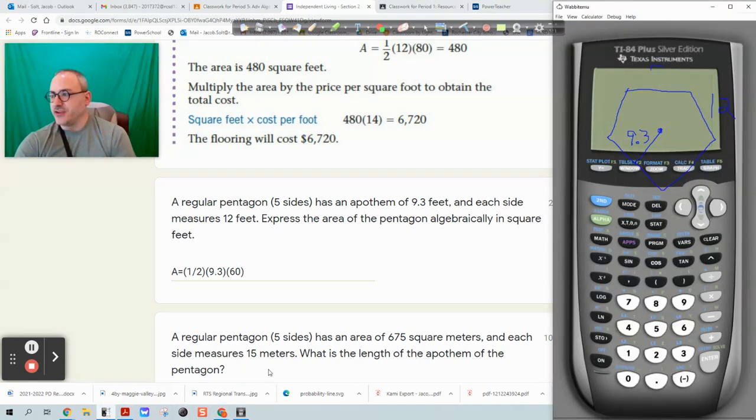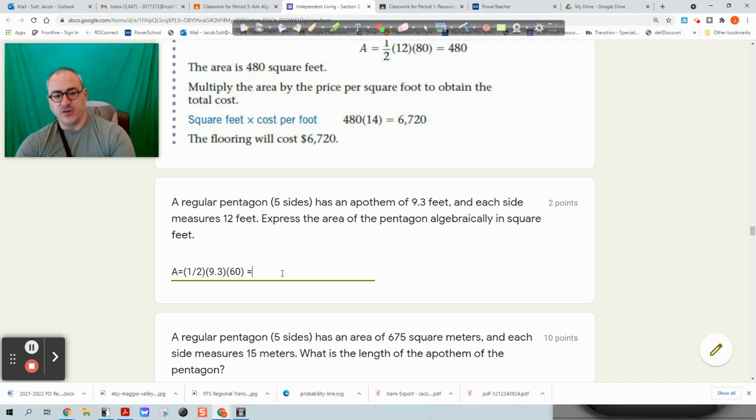Now I've got to break out my trusty math machine. Trusty math machine, help me out here. What is 1/2 times 9.3 times 60? Well, that's 279. That's going to be the area in square feet: 279 feet squared.